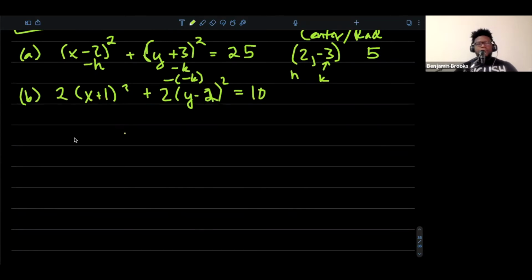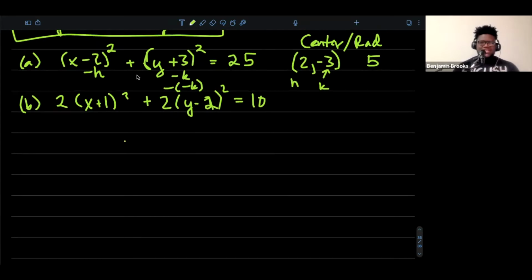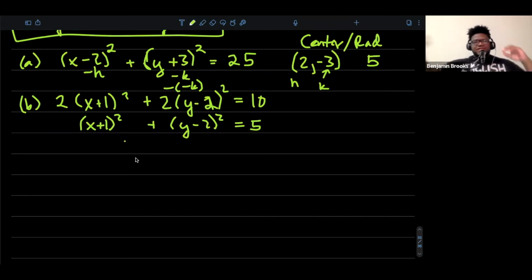Now, if we want to figure out the same thing for the next set, we're going to divide everything by 2. So you end up with (x plus 1) squared plus (y minus 2) squared is actually equal to 5. If I divide everything by 2, and I can do that because remember with equations, it's like a balancing act. You can do whatever you want to one side, just as long as you do that to the other side as well.